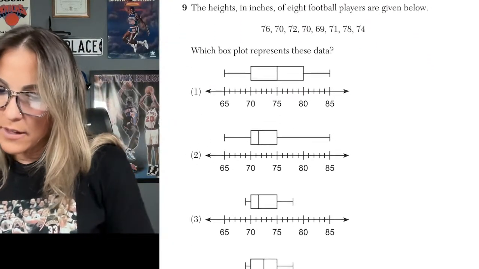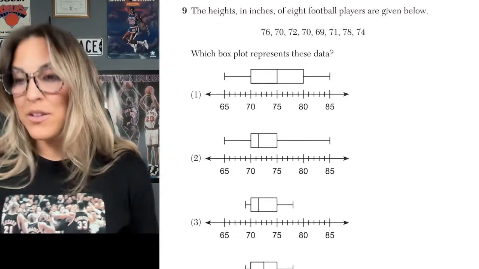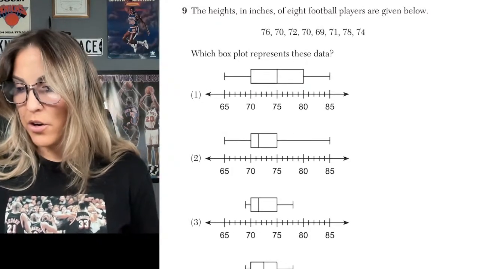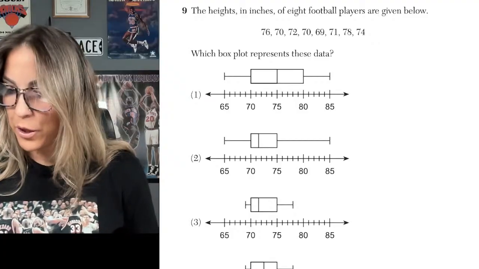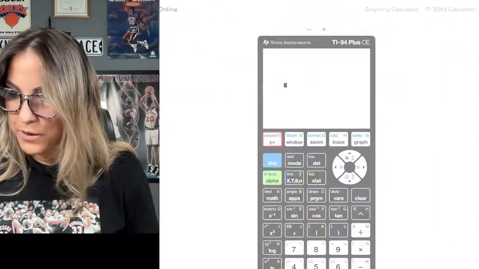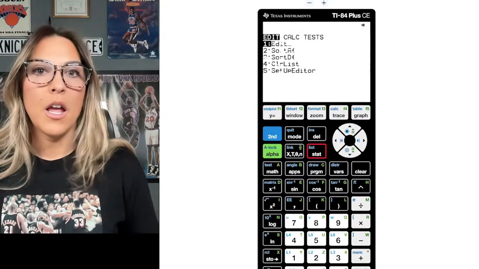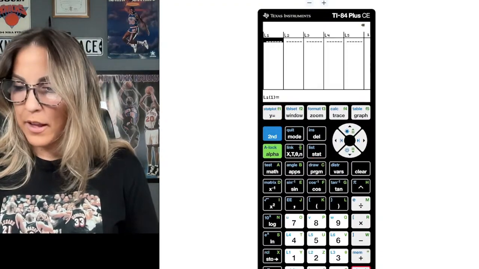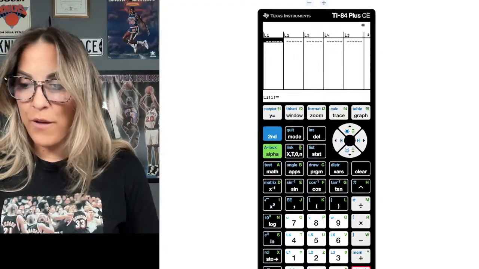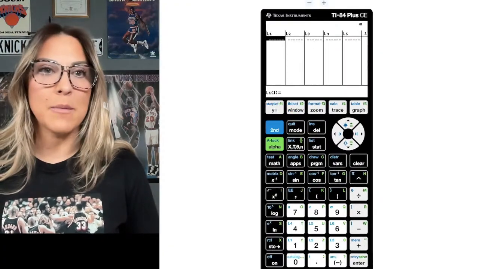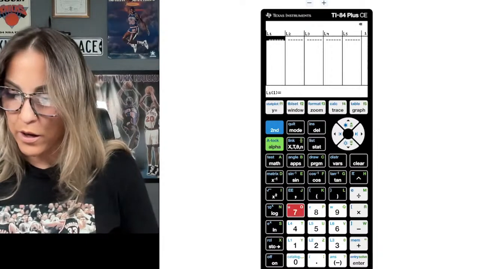Number 9 is talking about a box plot. So we can do this by hand or we can do this in the calculator. I'm going to show you how to do this in the calculator. So if you go to your TI-84 and you hit the stat button, we're going to hit edit, and then we're going to take all the values that were given to us for the box plot. We're just going to enter them in list 1.